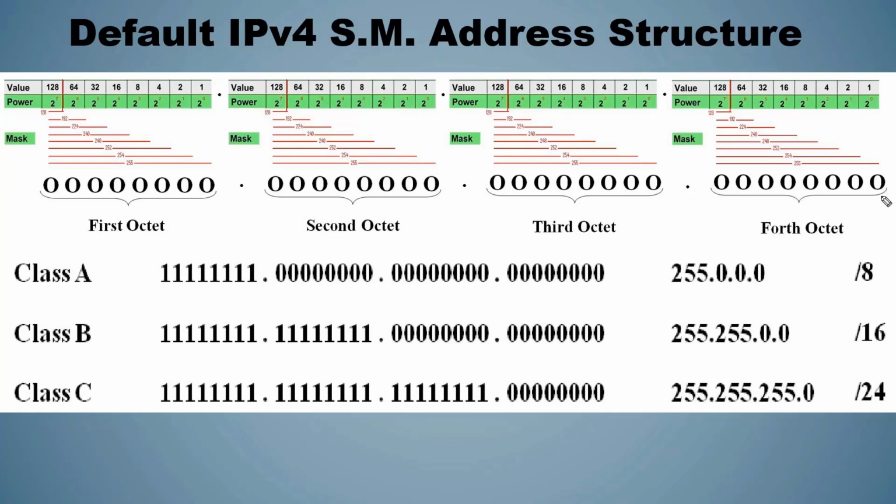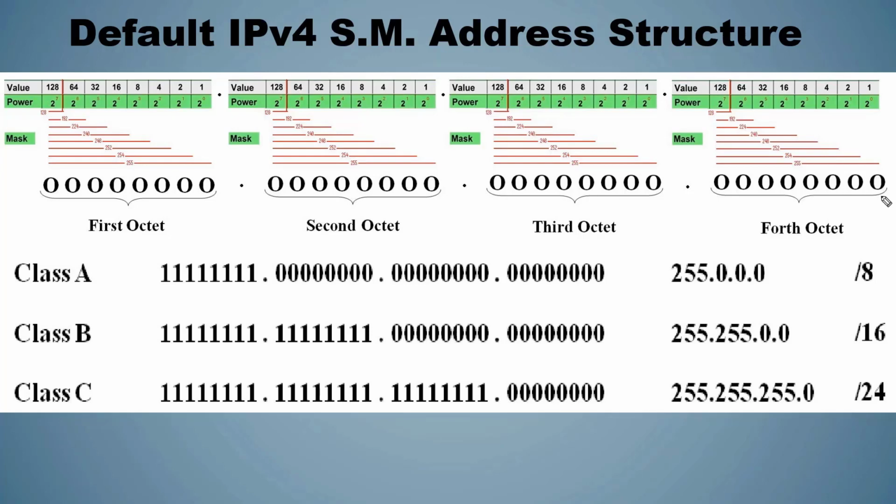As we previously talked about, in IPv4 there are 5 different classes: class A, class B, class C, class D, and class E. We mainly have subnet masks for class A, class B, and class C, because class D is mainly used for multicast communication purposes, and class E is mainly used for scientific and research purposes. Therefore, we don't see subnet masks for class D and class E. Here we can see the structure of default IPv4 subnet mask for class A, B, and C.